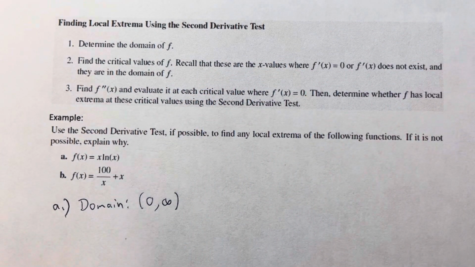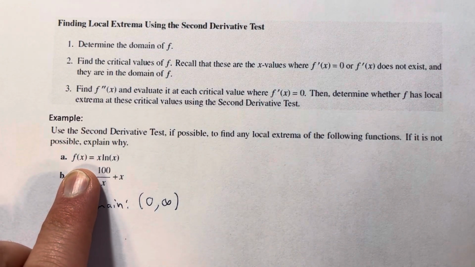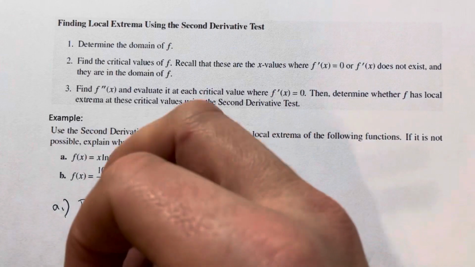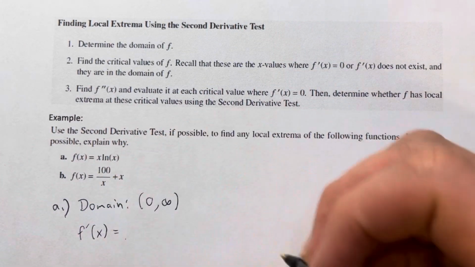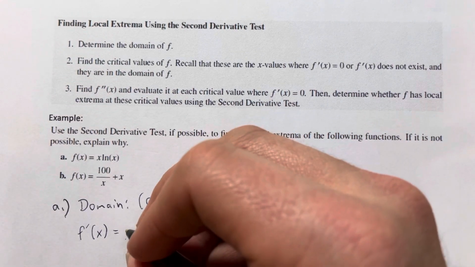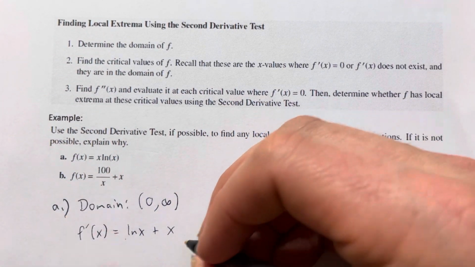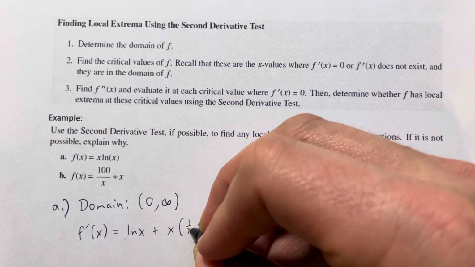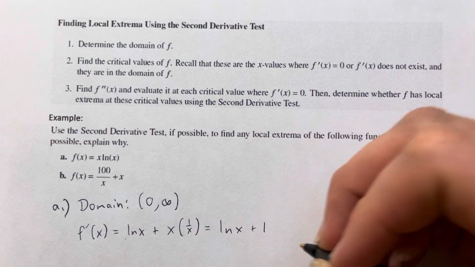Now, in order to find critical values, which was step 2 in that process, I want to take the first derivative, so f prime of x. I would need to use my product rule. Derivative of x is 1 times the natural log of x, plus x times the derivative of the natural log of x, which is 1 over x. This simplifies to the natural log of x plus 1.